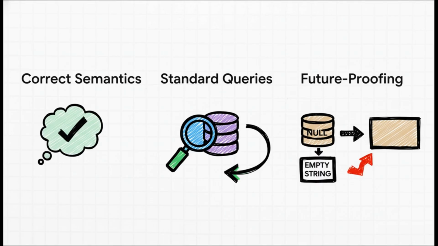Second, your queries become standard. They become more efficient. And finally, and this is a big one, you're future-proofing your application. Let's say one day you need to turn that column into a foreign key relationship. Well, a foreign key can be nullable, but it can never be an empty string. You're keeping your options open.